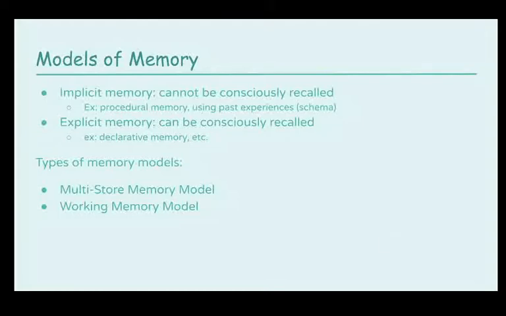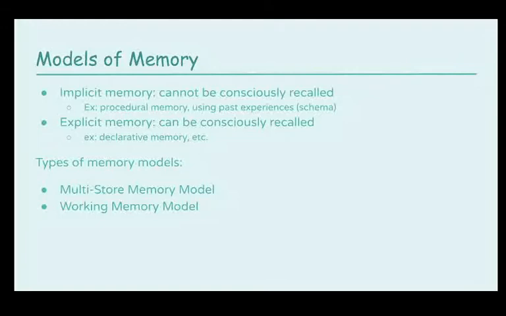For explicit memory, you can consciously recall them when you try to think about it. One example of this would be declarative memory. It's the kind of memory where, when you think about it, the memory starts popping up, either through a video, a snapshot, or maybe a voice.